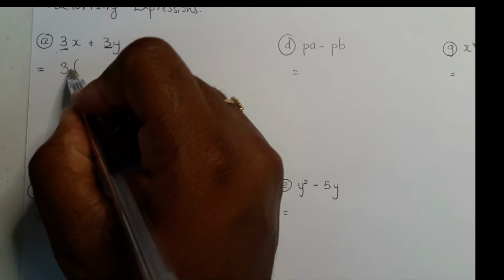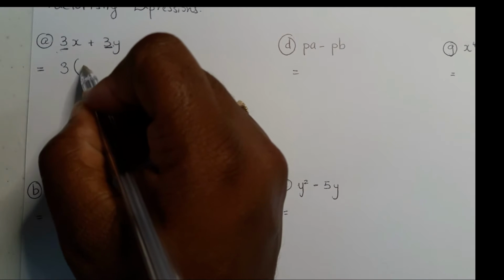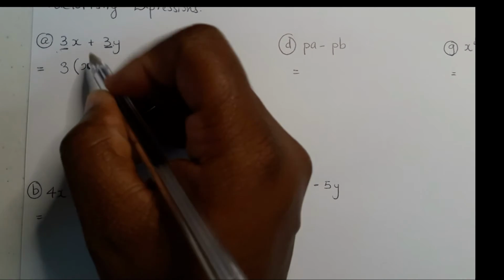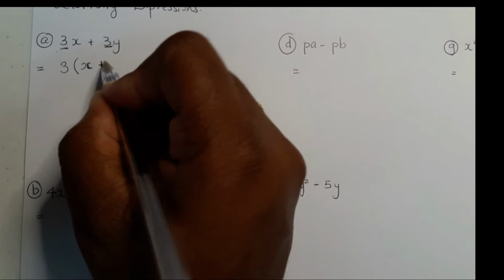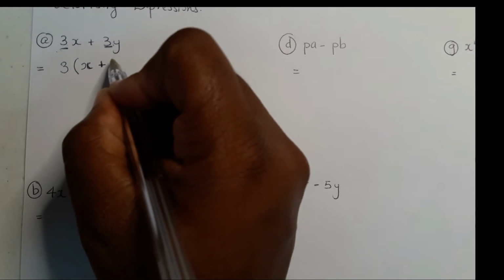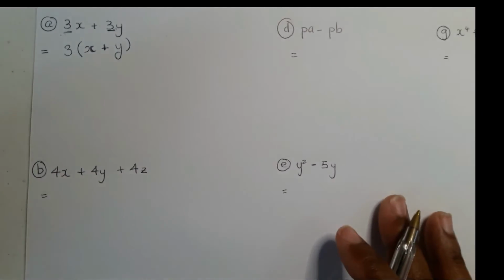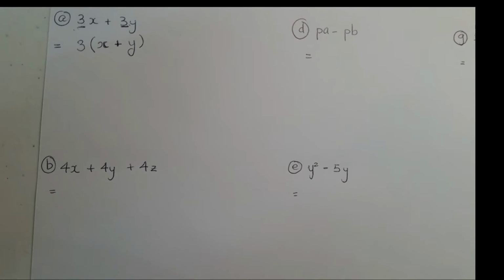And we said 3 times what will give you 3x? Definitely x. Put back the sign. 3 times what will give you 3y? Y. And that is what you do. Okay? And here again, we look for the like terms.